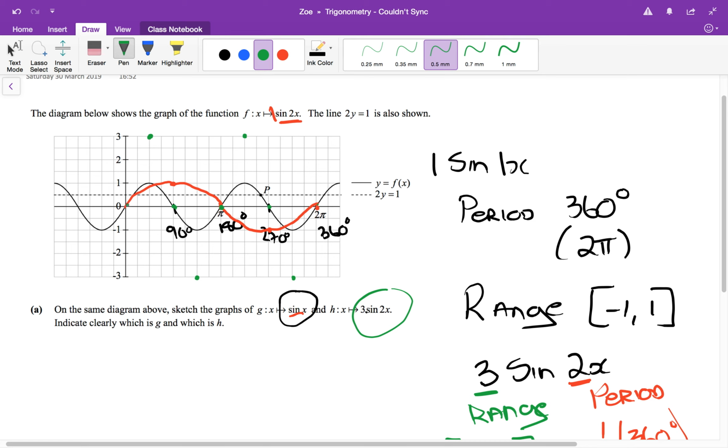So the graph looks something like that. Okay, so hopefully that makes sense because there's quite a bit in that.